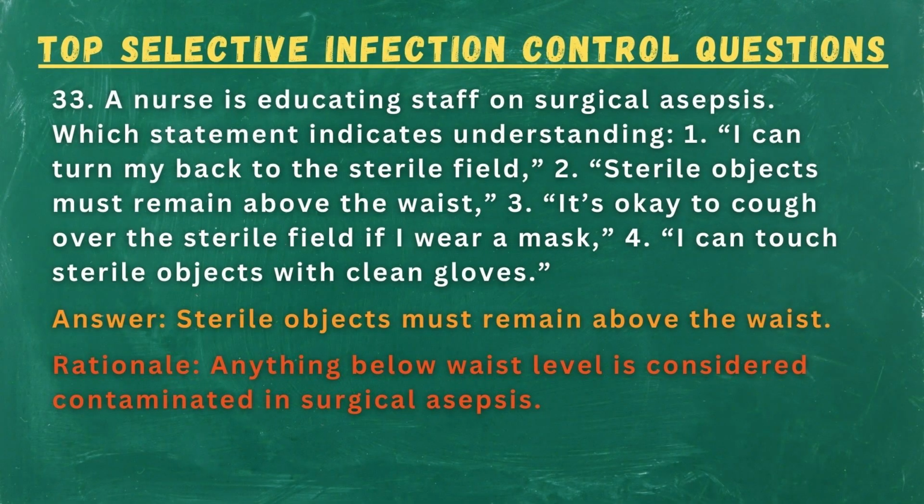33. A nurse is educating staff on surgical asepsis. Which statement indicates understanding? 1. I can turn my back to the sterile field. 2. Sterile objects must remain above the waist. 3. It's okay to cough over the sterile field if I wear a mask. 4. I can touch sterile objects with clean gloves. Answer: sterile objects must remain above the waist. Rationale: anything below waist level is considered contaminated in surgical asepsis.